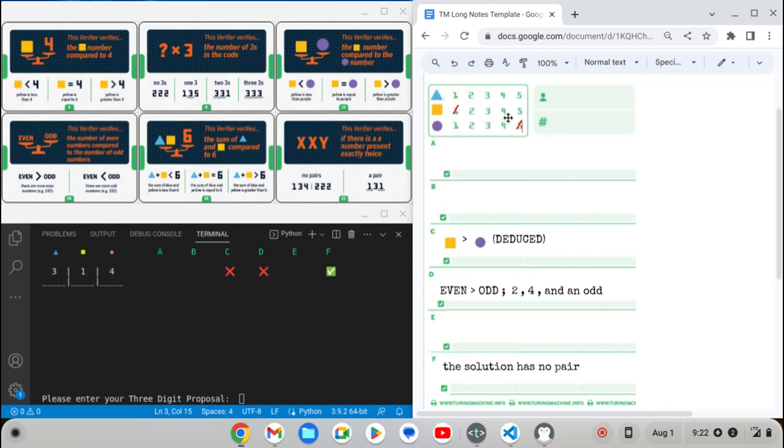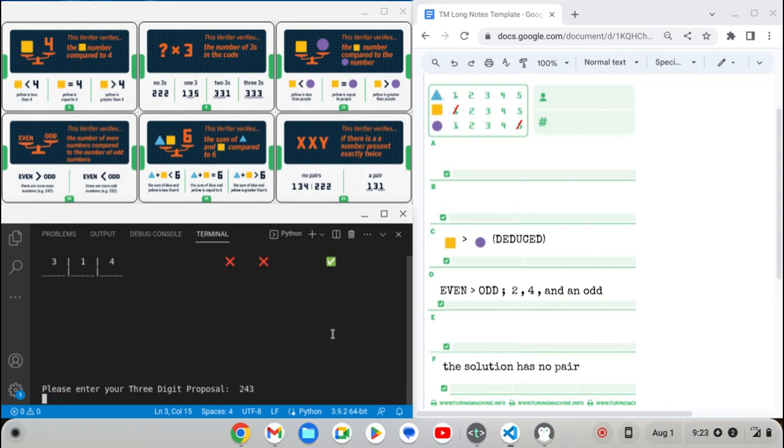Let's say it's 2, 4, and we'll say 3. Let's include the 3 this time. So 2, 4, 3, that's 6, and 3 is less than 4. Yeah, 4 is greater than 3. So yeah, that falls under criteria card C. All right, so let's test it out.